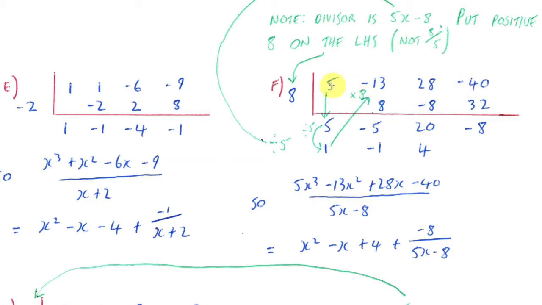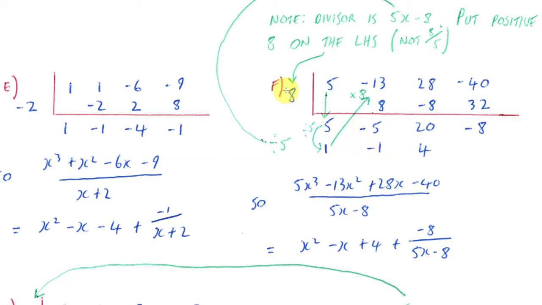5 comes down. But in my next line of workings, what I do is divide by 5. Why 5? Because I have a 5 in front of the x. So I'm going to divide by 5, and that will be 1. So now it's 8 times 1, and the result goes in here. Again, I add these two numbers together to get negative 5. But what I do next is divide by 5 to get negative 1.